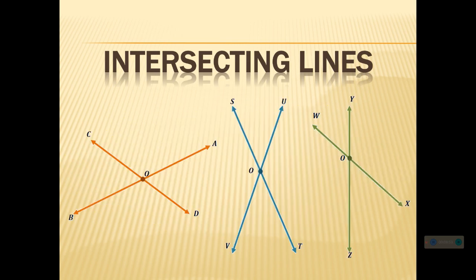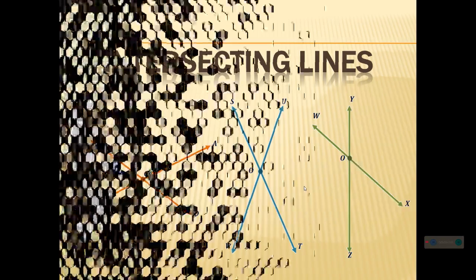Okay, for example, we have here 3 examples. So we have the intersecting lines CD and AB with a point of intersection O. We also have line ST and line UV with a point of intersection O. And we also have line WX and line YZ. And the point of intersection is O also. Okay, so these are the examples of intersecting lines. Okay, so let's have another defined term.